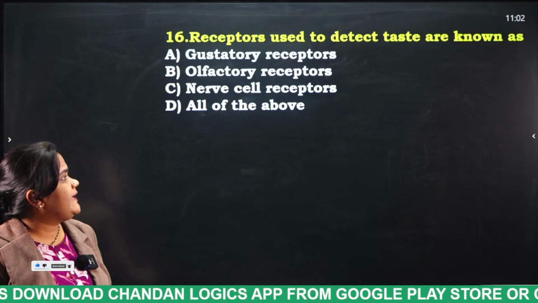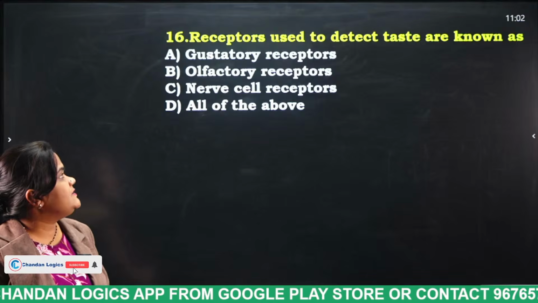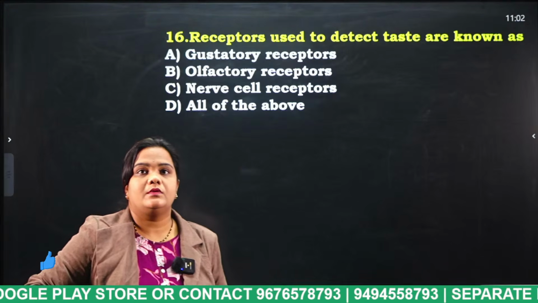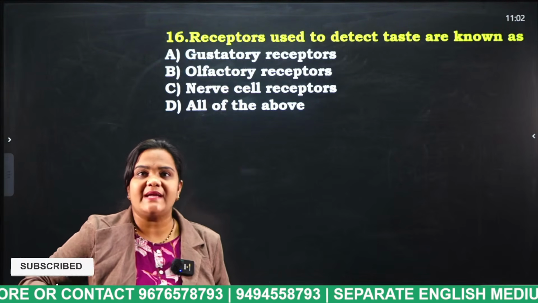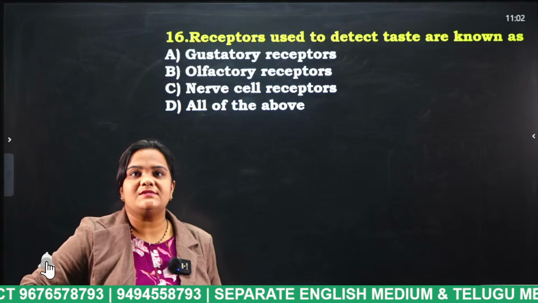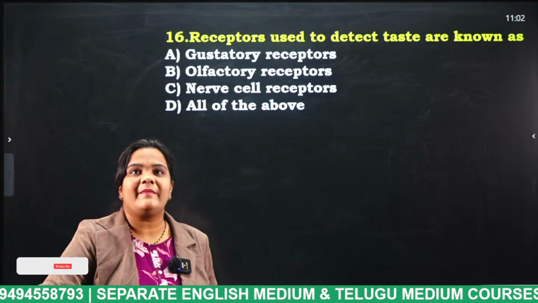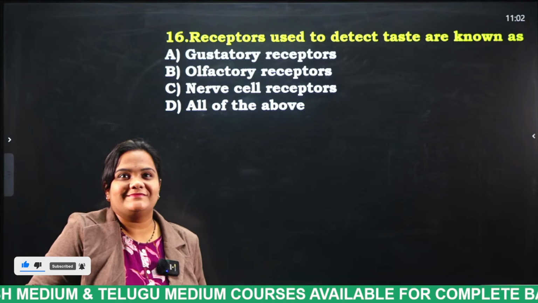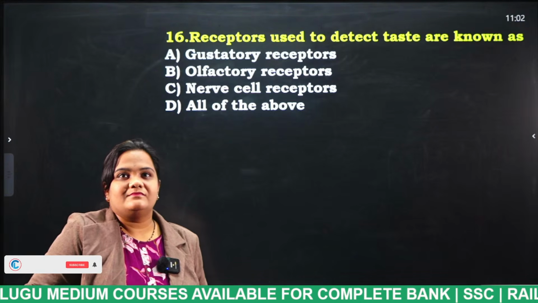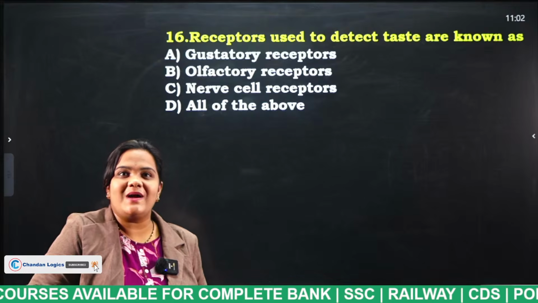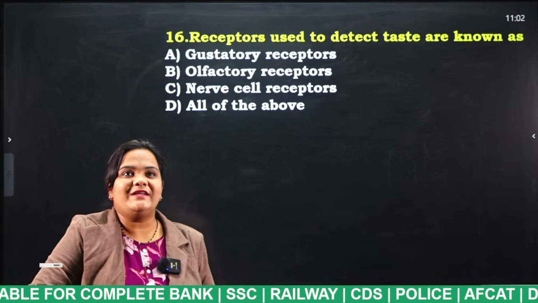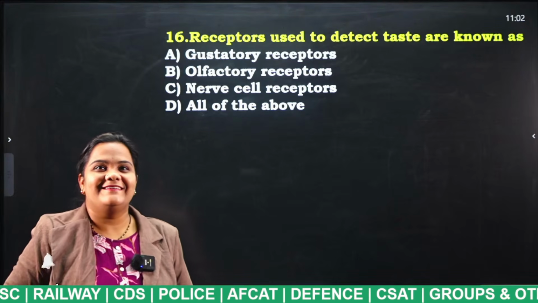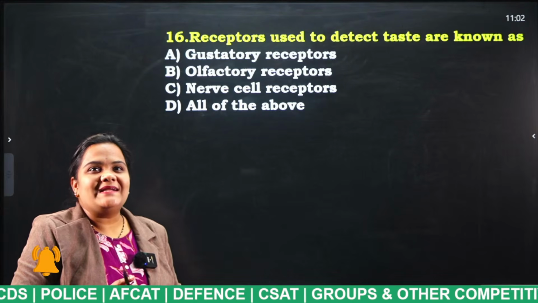Receptors used to detect taste are known as gustatory receptors, olfactory receptors, nerve cell receptors, or all of the above. The answer key has been listed. Okay. So how many marks did you get, students? Mention your marks in the comment section. Did anyone get the highest marks? And what is the answer for this question, students?